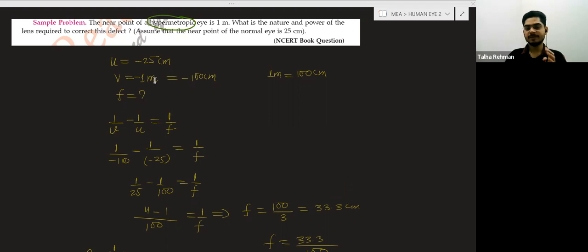Beta, minus sign I am taking because object and image both are in front of the mirror. I have told you the sign convention.